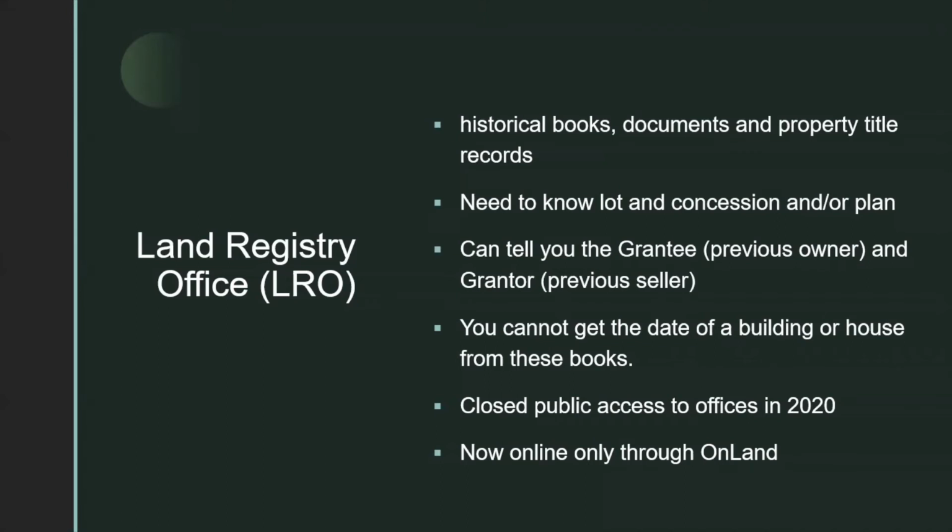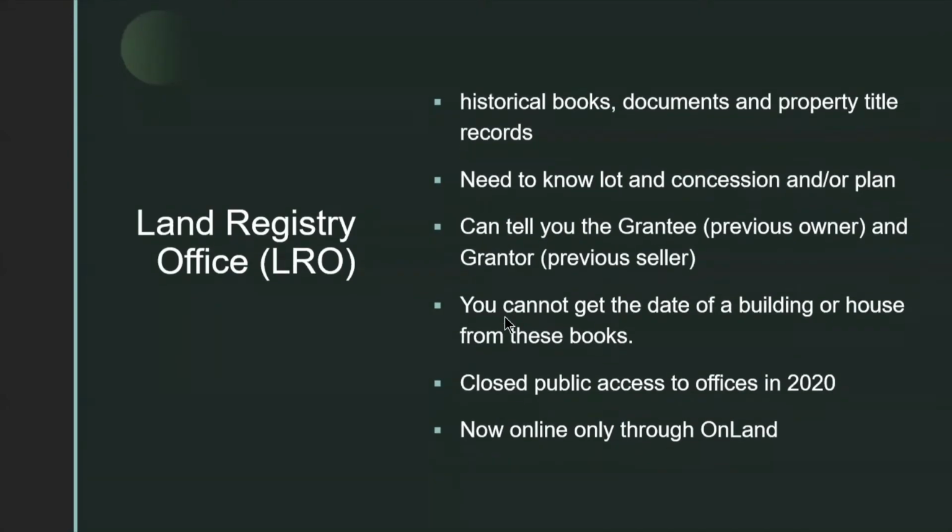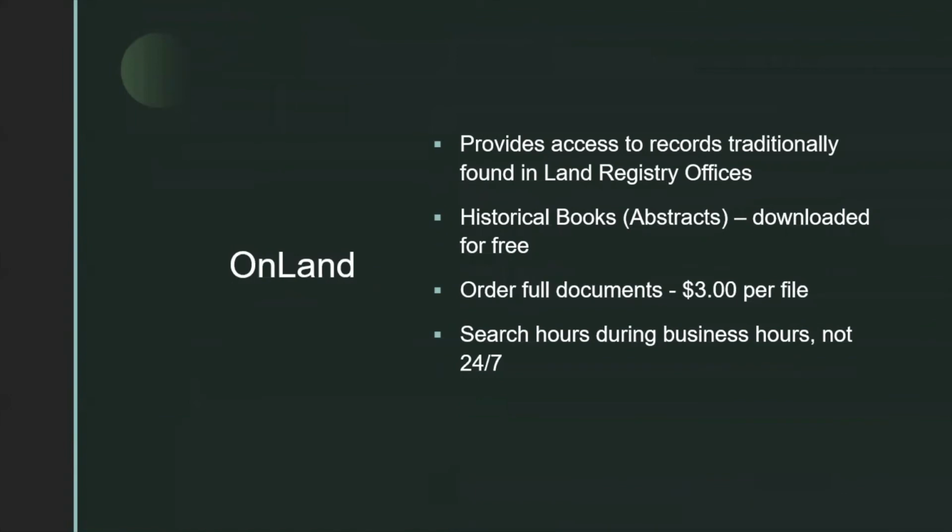Now, it used to be you could go into land registry offices and ask for records and search yourself. Actually, it was very much self-serve, but they closed the public access to these offices in 2020. And now they're putting all the records online, and you can request things that aren't online using some of their indexes and their website. The website that they use to put their documents online is called OnLand. So you can just do a search for OnLand Ontario records. It provides access to records traditionally found in land registry offices. There's historical books and abstracts, and they can be downloaded for free. And to order full documents, it's $3 per file.